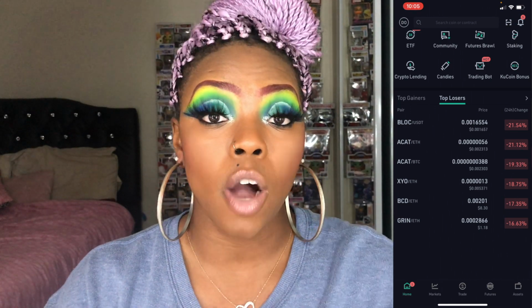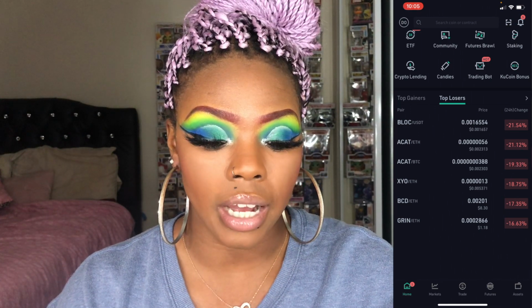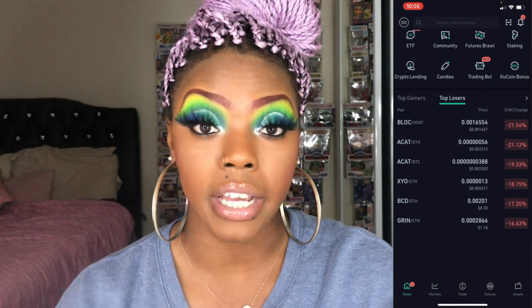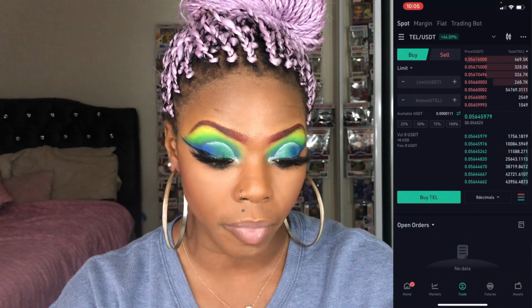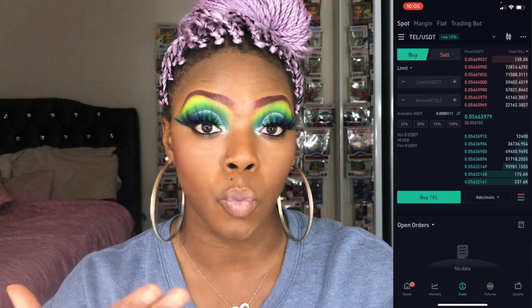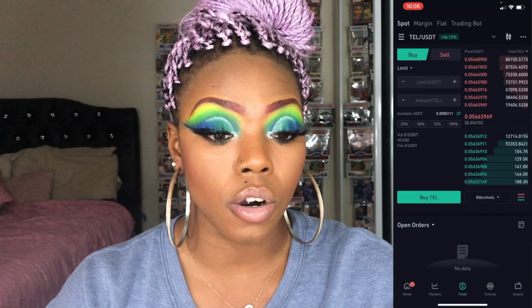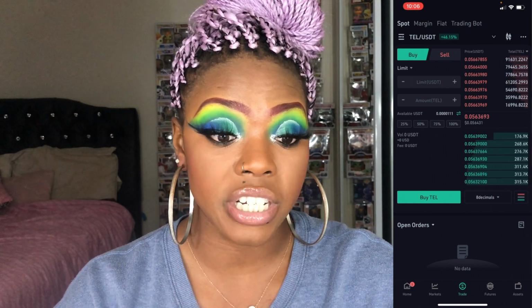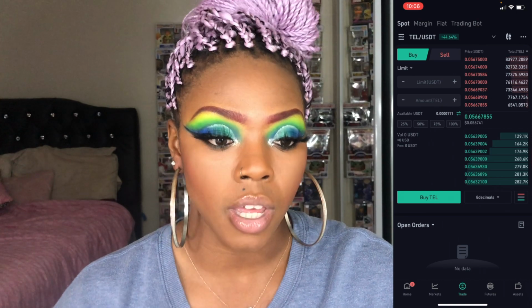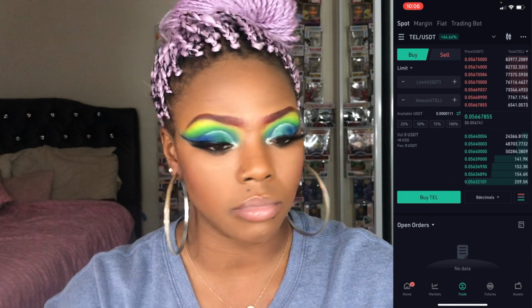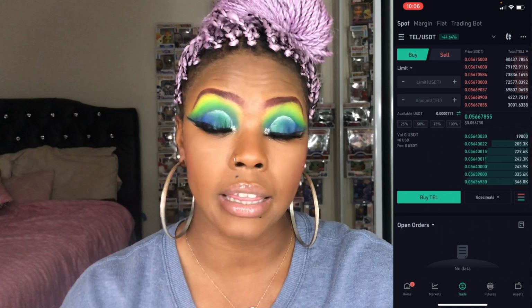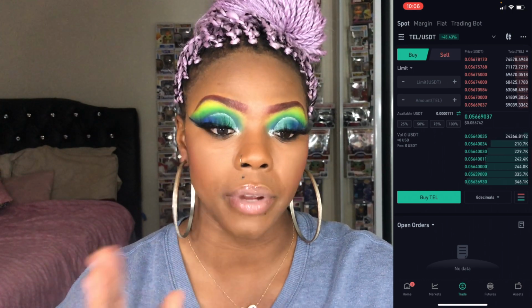So now we're gonna go back into the trading button on the bottom of your navigation bar. This is the button that's in the middle, and I'm basically going to explain what we're looking at here. So on the top left, you have your spot, you have margin, you have fiat, you have the trading bot. We're just going to be using spot. That's all we need. Now you have your buy and sell.